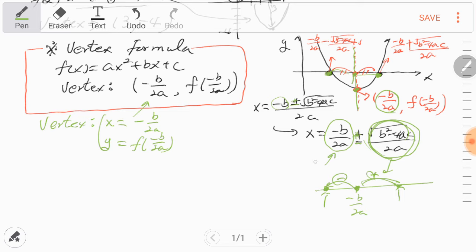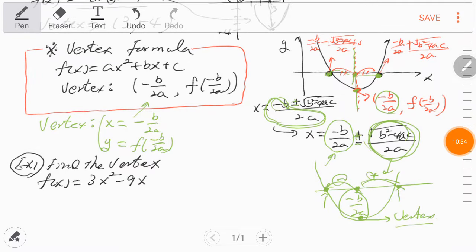So the graph is like this. And this is the vertex. So the x-coordinate of the vertex is negative b over 2a. Negative b over 2a comes from the first part of the quadratic formula. Negative b over 2a, this is the x-coordinate of the vertex. Then the y-coordinate of the vertex is what? Just plug this x value into the quadratic equation.